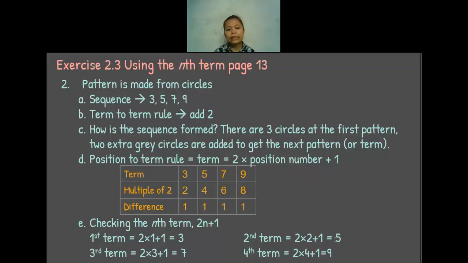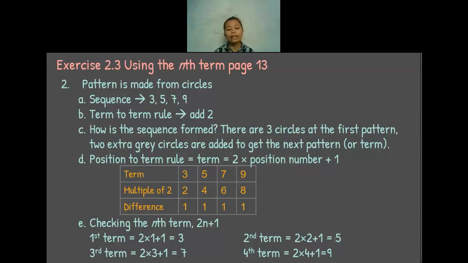For the question D, we have to find the position to term rule. Before finding the position to term rule, as usual, I will draw a table. The table will be having the term multiple of 2. Why is it multiple of 2? Because the term to term rule is add 2. That's why we have the multiple of 2.